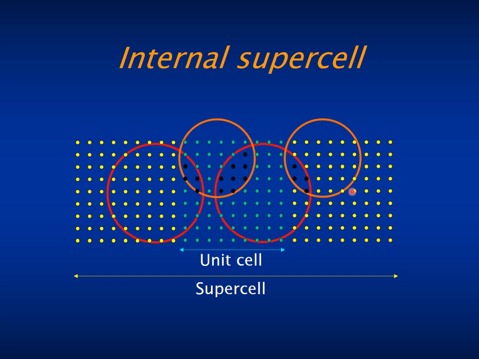What SIESTA does is to increase the unit cell into a larger supercell and to repeat the basis orbitals as if they were different in the whole supercell. And it calculates the overlaps between the different repetitions of the basis orbitals. This supercell is in principle transparent to the user, but it is all the time working inside the program.